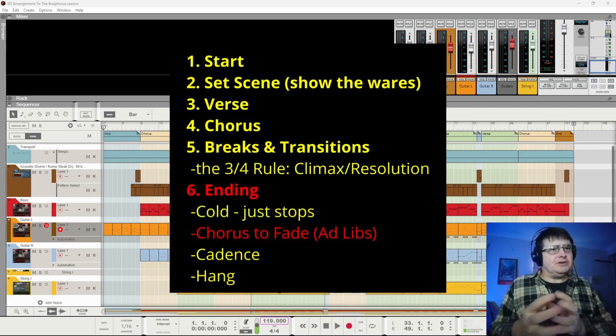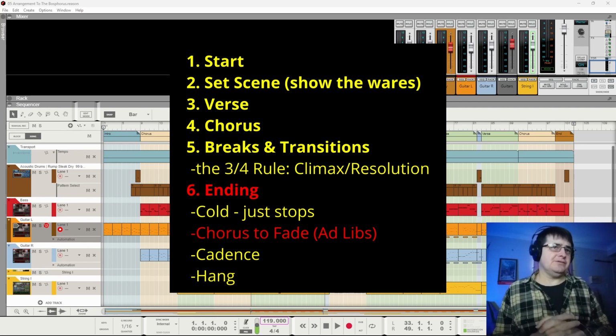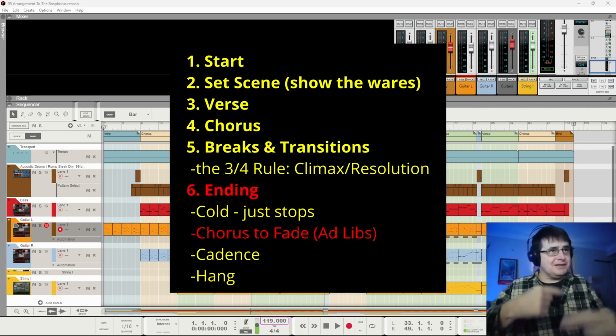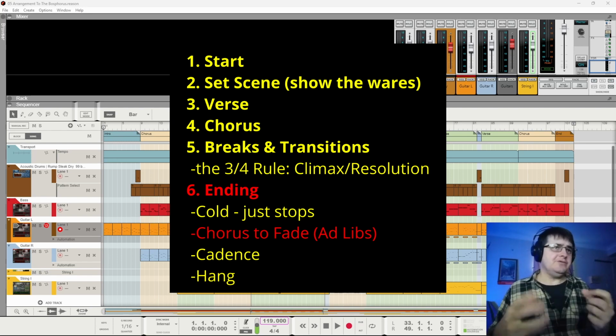The most common is a chorus to fade, often with ad-libs. So you take a chorus and you just keep going over. Often you have the singer and or various players adding variations, not random stuff. Variations. And again, if you're not sure what variations mean, go to last week, because that's the important bit. Every part of this course requires the material before.